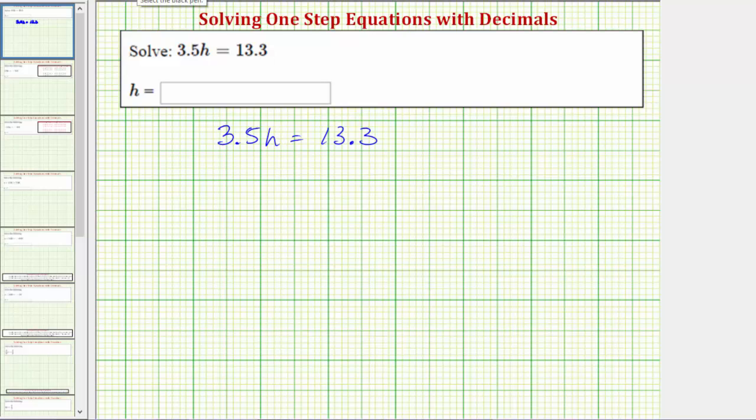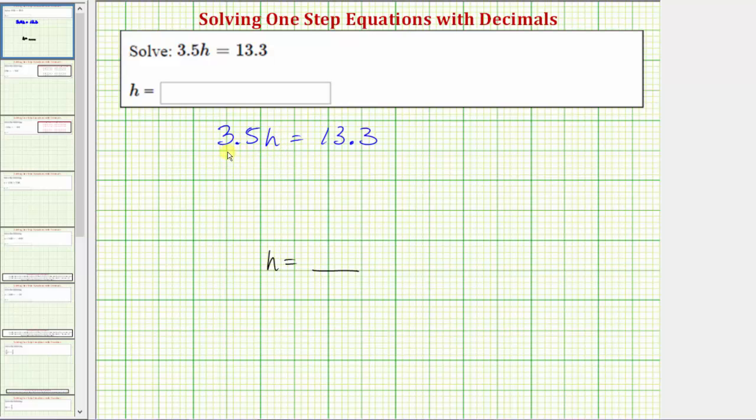To solve for h, we need to isolate h on one side of the equation, and because h is on the left side, our solution will be in the form h equals some value, again, that makes this product equal to 13.3. So looking at the left side, again, because 3.5h means 3.5 times h, to solve this equation for h, we need to undo the multiplication by performing the inverse operation or opposite operation. And because the opposite operation of multiplication is division, we are going to divide both sides by 3.5 in order to solve for h.